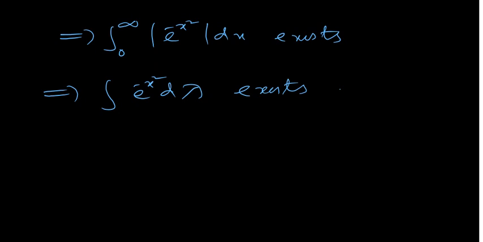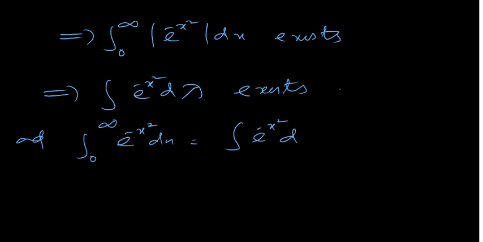So this function is now Lebesgue integrable, and the Lebesgue integral and the improper integral are the same. The integral of e power minus x square dx is the same as the integral of e power minus x square d lambda. So both are the same. This is over the set 0 to infinity actually. So we find its value as a Lebesgue integral, and this is the same as the improper integral.